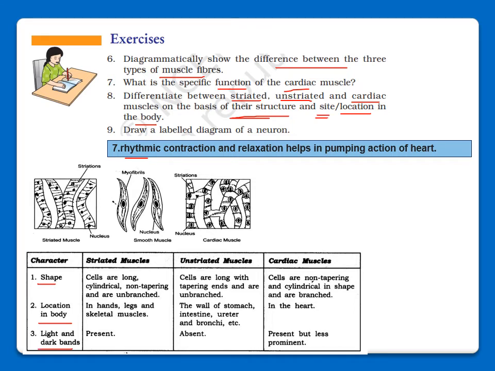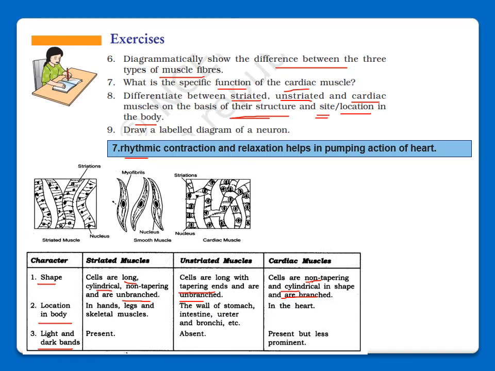In striated muscles, the shape of the muscles is long, cylindrical, unbranched and non-tapering, while unstriated muscles are long but they have tapering ends and they are unbranched. Cardiac muscles are also non-tapering, they are cylindrical in shape and they are branched. So that is the difference in all these three types of muscles in their structure.